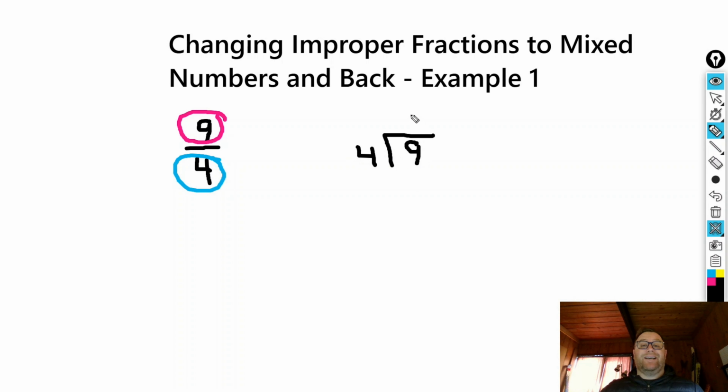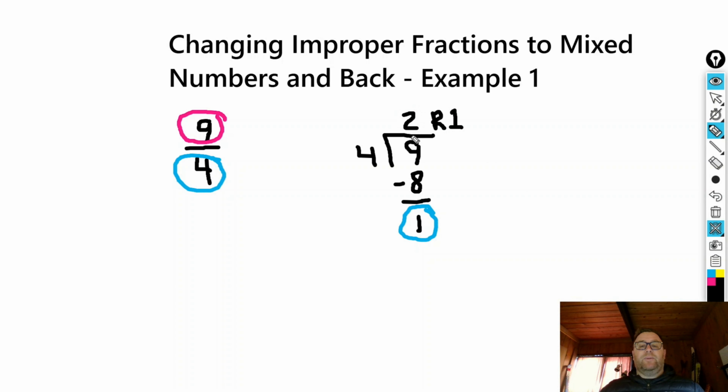So 4 goes into 9 twice. Okay, so it goes in twice and we have 2 times 4 is 8. So we're going to subtract 8 from 9 and we're left over with a remainder of 1. So sometimes you might see it written like this. Okay, well, we can easily convert this into a mixed number.